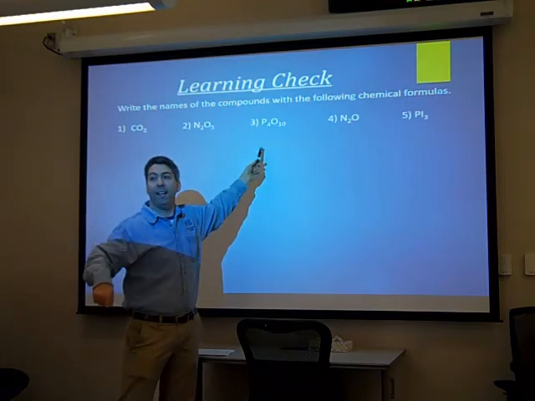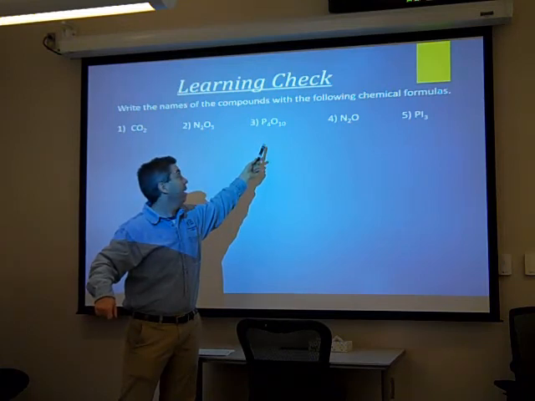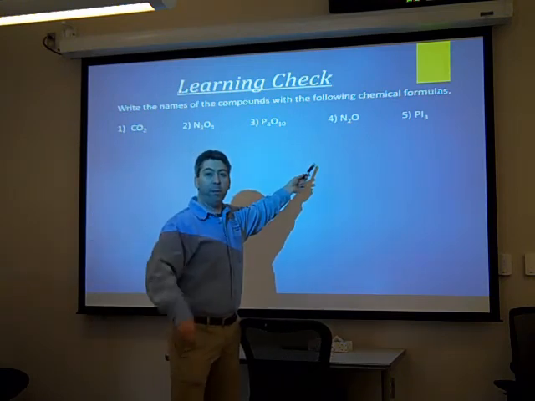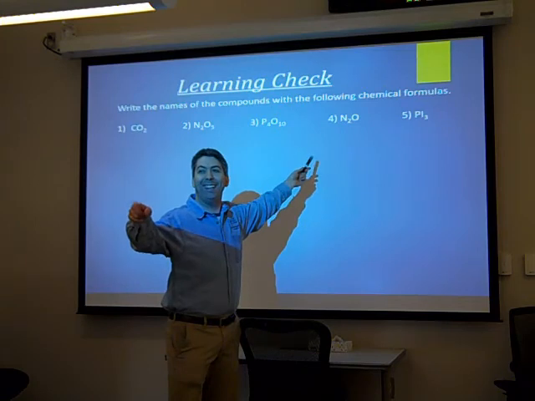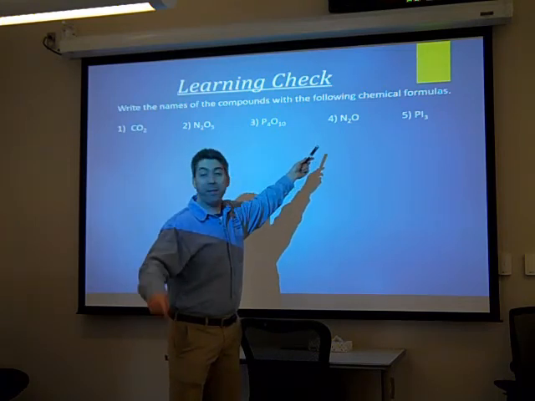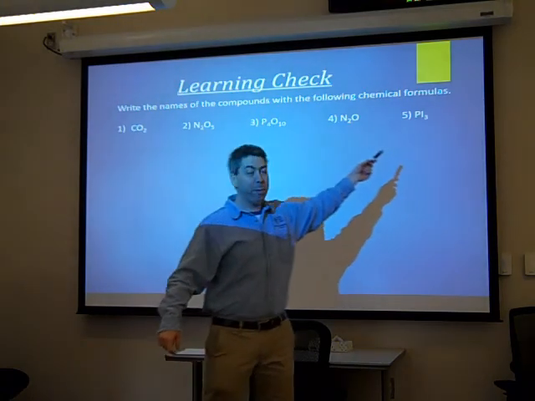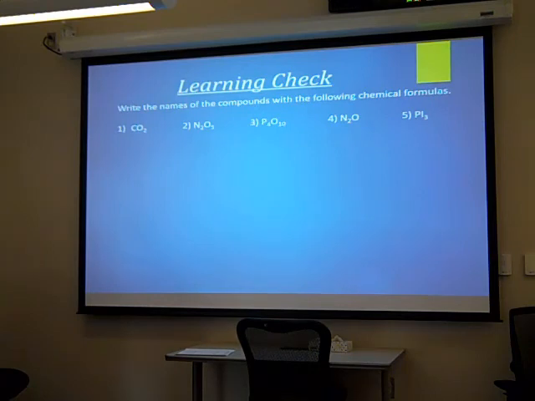What about number 3? Go ahead. Tetraphosphorus decoxide. And number 4, dinitrogen what? Oxide. Monoxide. Dinitrogen monoxide. And what about the last one? Triphosphorus iodide. Not quite. Phosphorus triiodide. So it's weird.